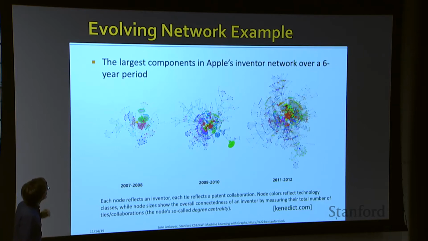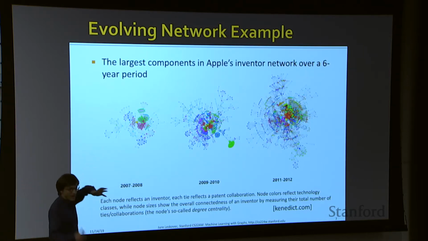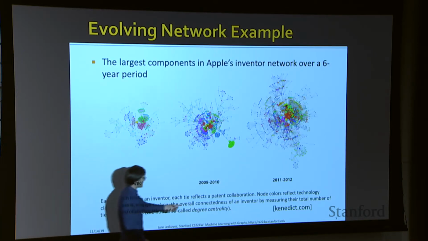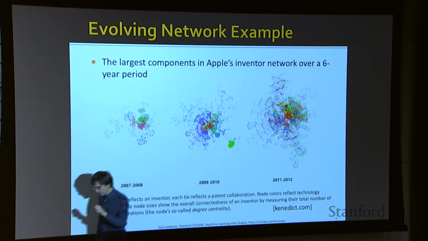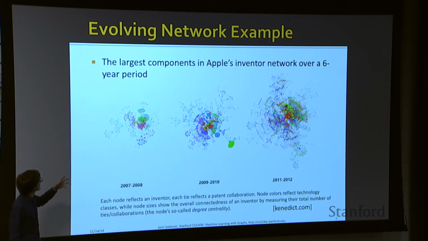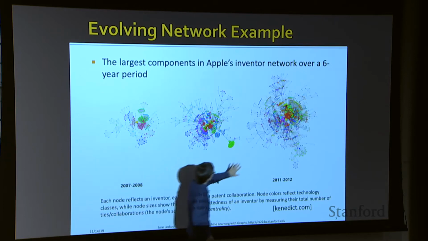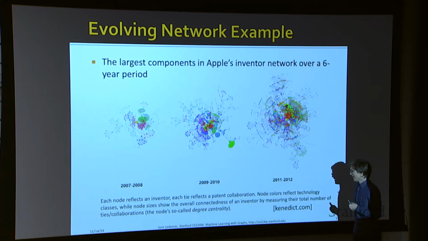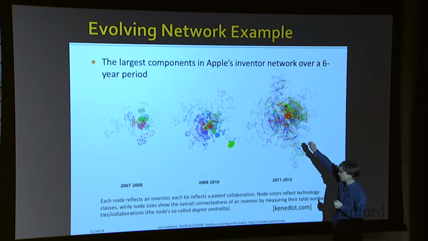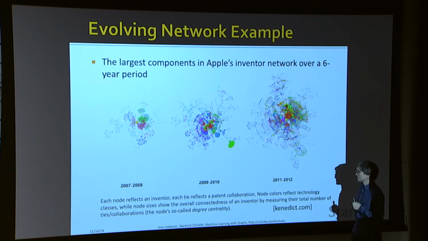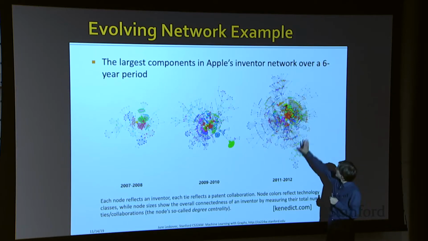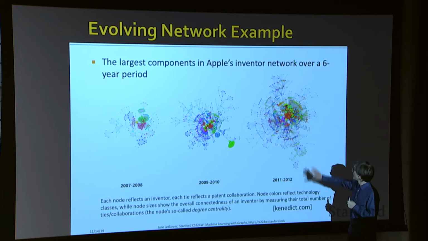These are the components of the Apple's inventor network over a 6-year period. So basically, ties here correspond to people co-writing a patent together. And these are, let's say, all the people from Apple who have published patents. And this is the temporal component. And you can see how the network is growing, getting bigger, right? And the size of the node measures their total number of collaborations or patents they have produced.